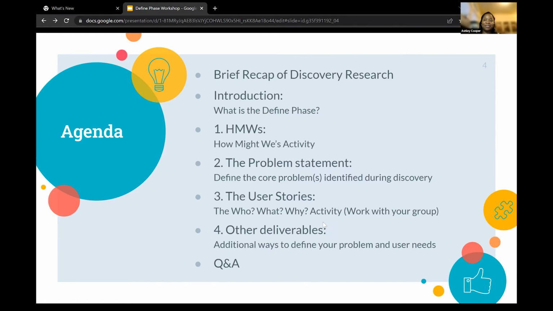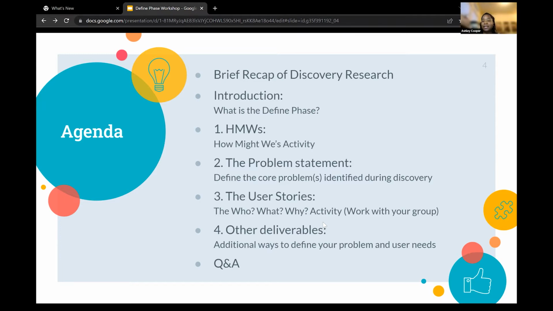All right, technical difficulties. So we're going to go through a 4-part process where we're going to start with the activity, and it's going to be an actual activity that you're going to do within the workshop, and it's called the How Might We's. The second step is going to be the problem statement. We're going to talk about defining the core problems identified during your discovery. And the third step is going to be your user stories, the who, the what, and why activity.